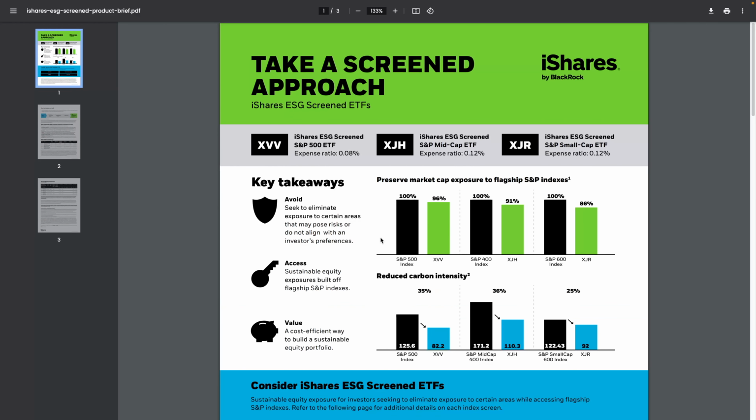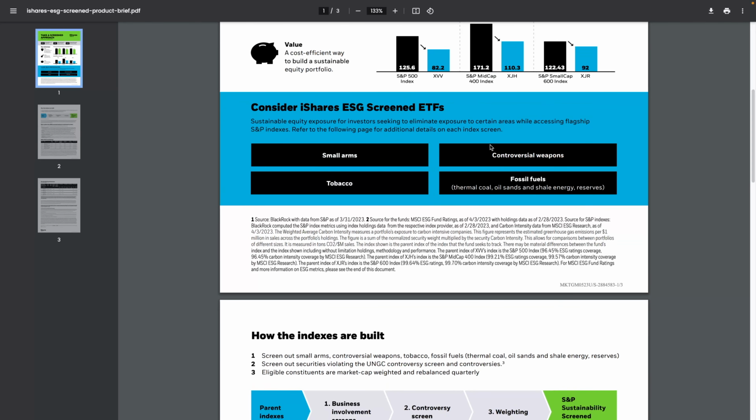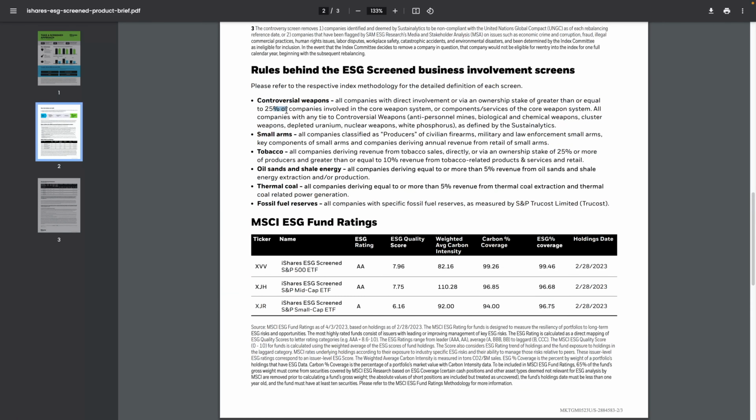Okay, here's the fact sheet for iShares XVV. Now it shows, I guess, what the intended purpose of this ESG fund is supposed to do. So they're showing that XVV reduces the carbon intensity by 35% over an S&P 500 index investment. Also, they have small arms, tobacco, fossil fuels, controversial weapons. I guess they don't invest in those. So that probably means not many defense companies. No oil sands or shale, thermal coal.